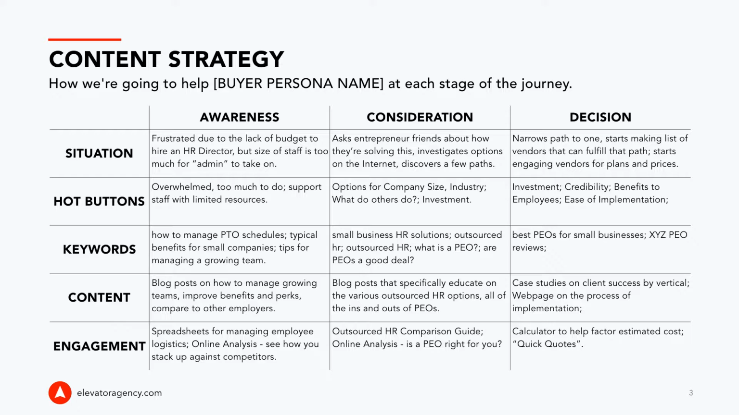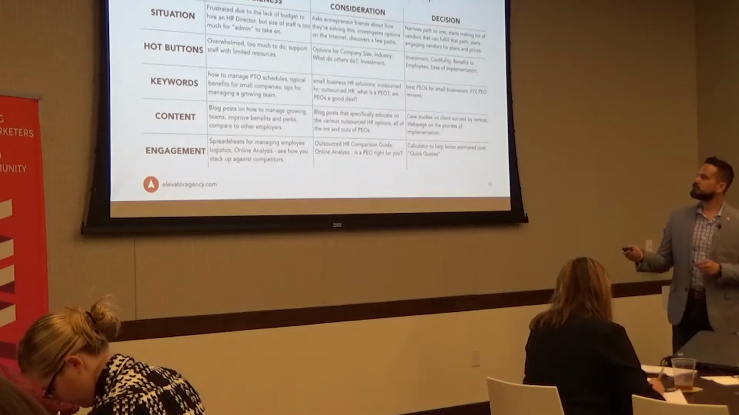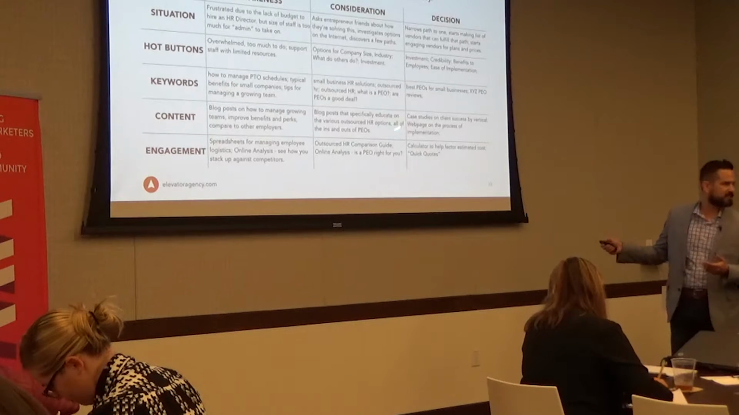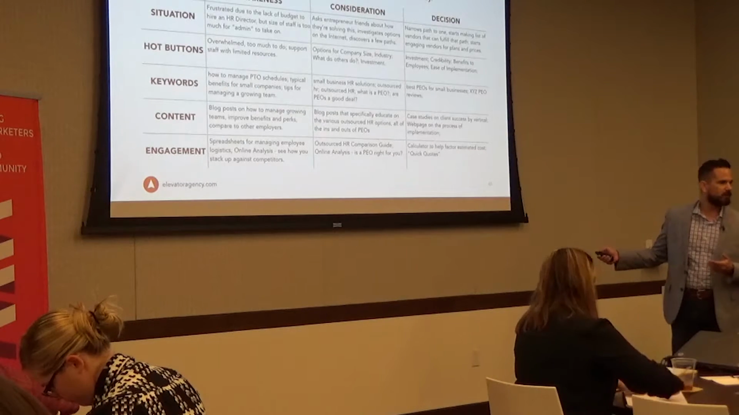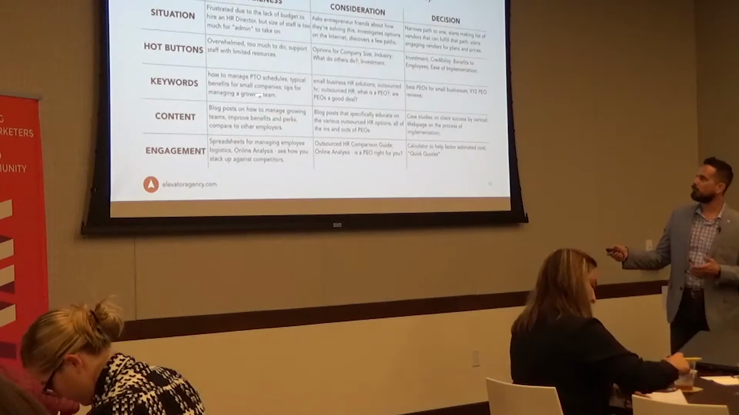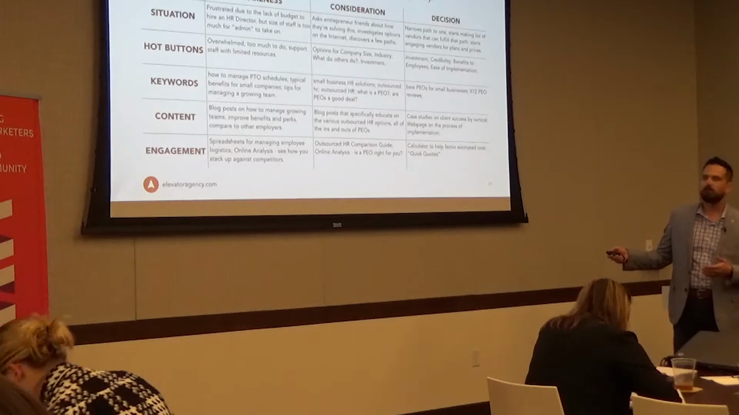If this person were to search on the internet at this stage, they might be searching how to manage PTO schedules, typical benefits for small companies, tips for managing a growing team. They're just trying to get a handle on their situation. Does that make sense? And so those questions are a good spot for the keywords. What are the questions at each of the stages? If they were searching or asking, what would they be asking? What would they be looking for?